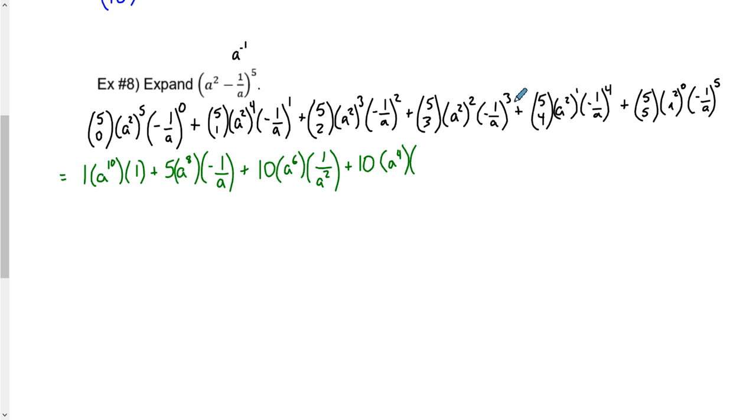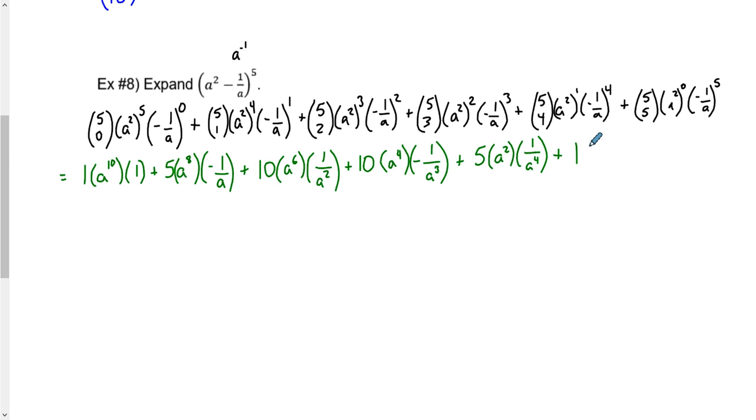-1, so negative cubed is going to be negative. 1 cubed is 1. a to the power of 3 is a to the power of 3. 5c4 is 5. a squared to the power of 1 is a squared. Negative to the power of 4, positive. 1 to the power of 4, 1. a to the power of 4, 4.